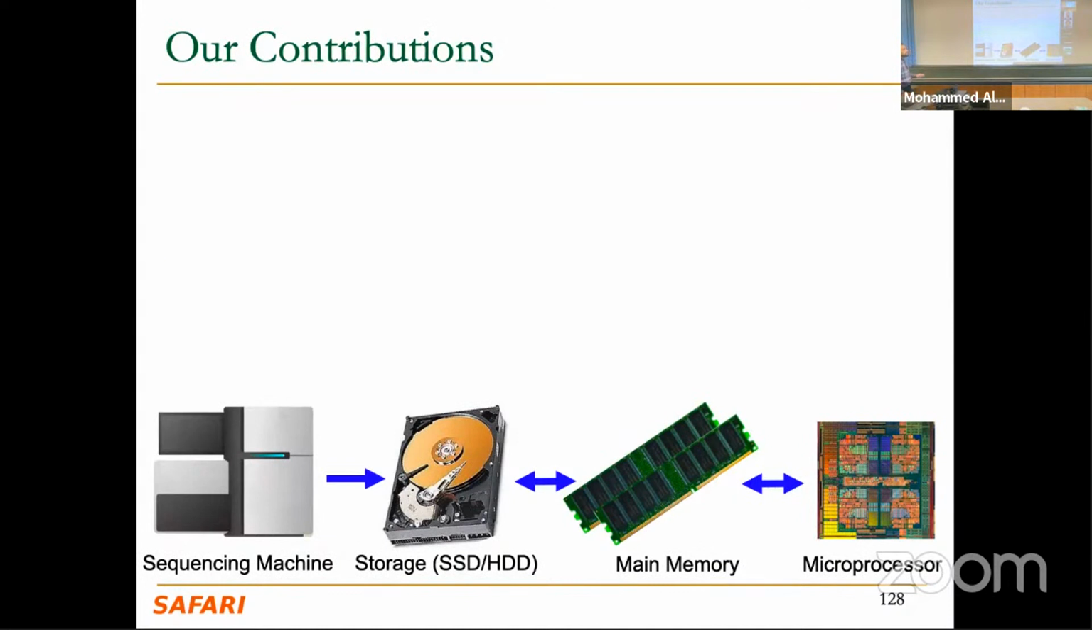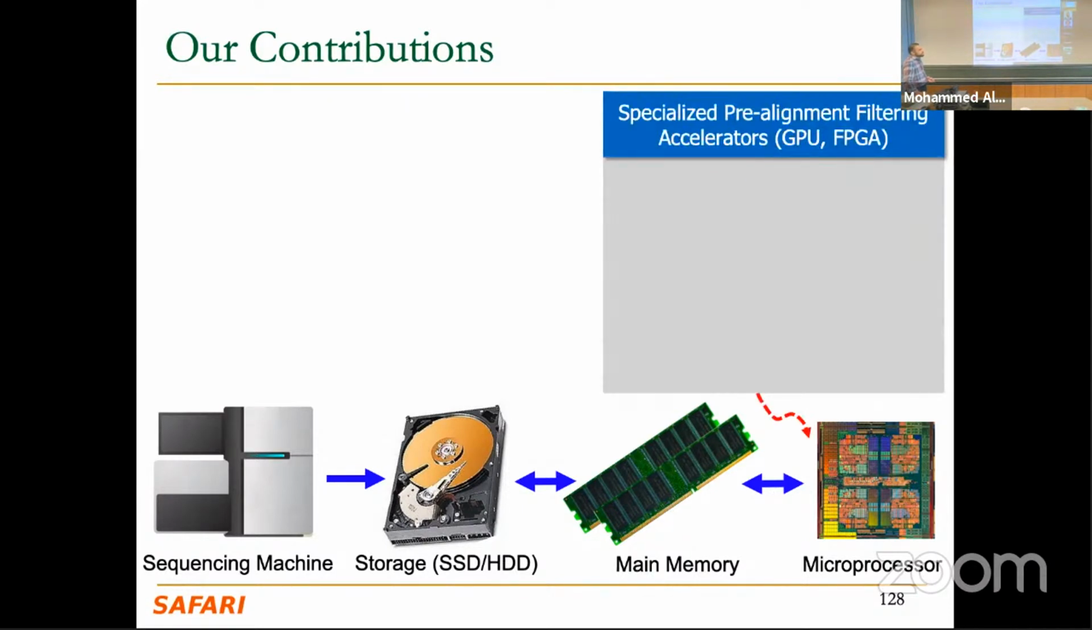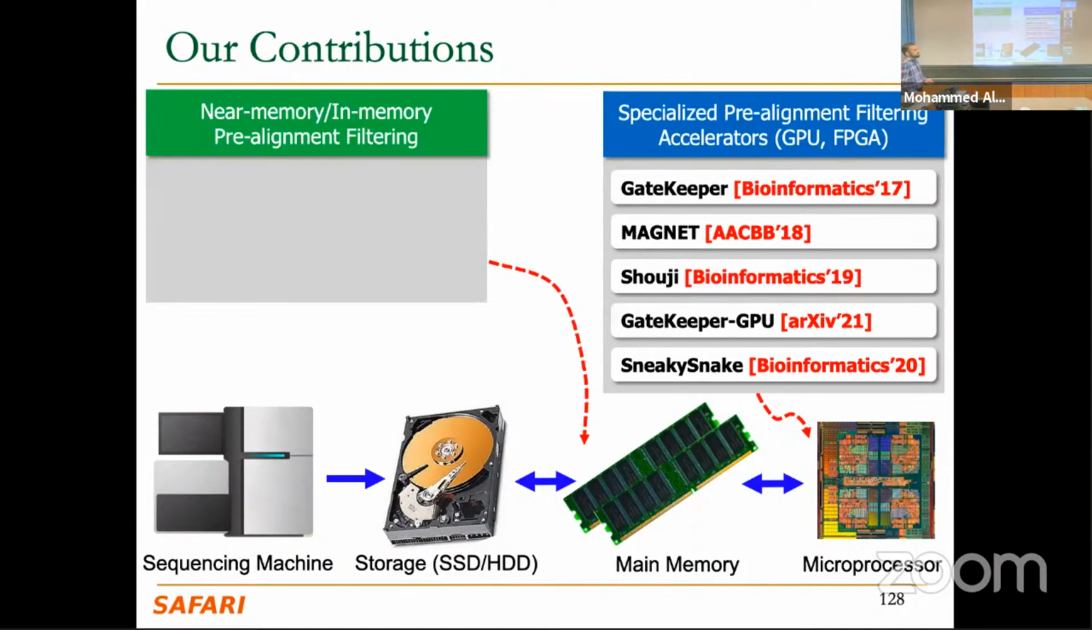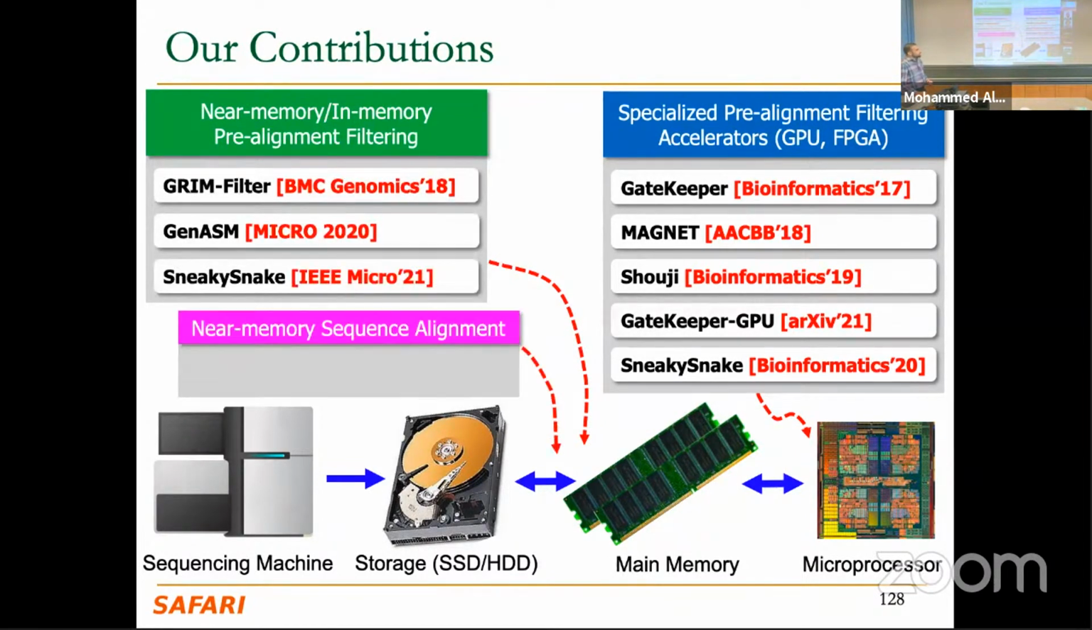All right, and here is the summary of the hardware acceleration contributions of our group. So we have the sequencing machine, the storage, the main memory, and the CPU. And first, we try to improve the CPU performance by replacing it with FPGAs or GPUs. We have several works in this field. We also try to do the computation inside the memory or near the memory, and we have a number of papers on that. We also try to do near-memory sequence alignment, and we have a paper over there. We have still ongoing projects with other parts of the system, and hopefully these will be published soon. Then we can explain them in the next semester, hopefully.